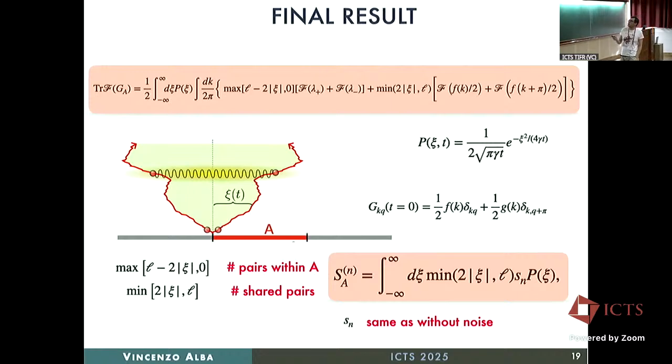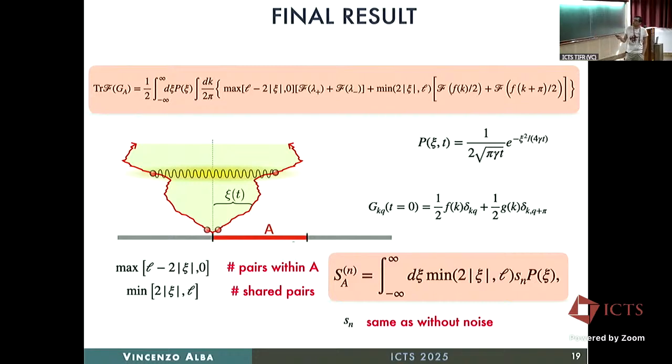Again, we have two terms, max(ℓ − 2ψ, 0) f(λ+) + f(λ−), plus min. This is similar to the usual quasi-particle picture. And then you have a capital F of this little f, which is the function of momenta that you have in the two-point function. What is the interpretation here?